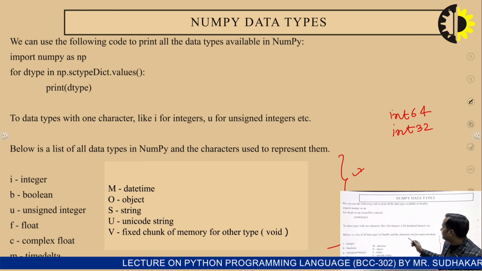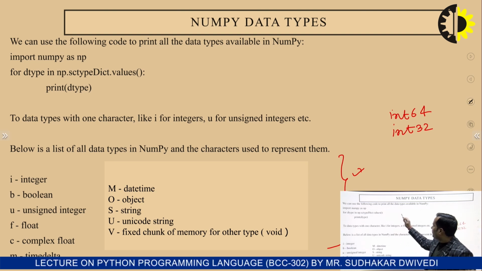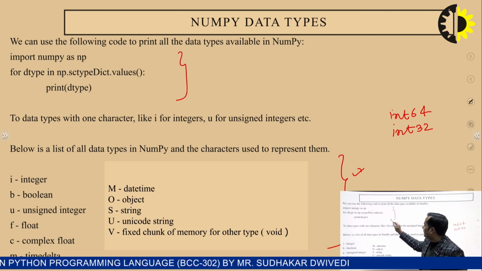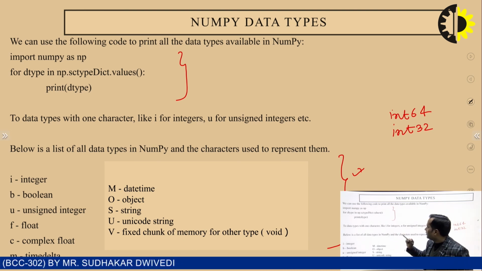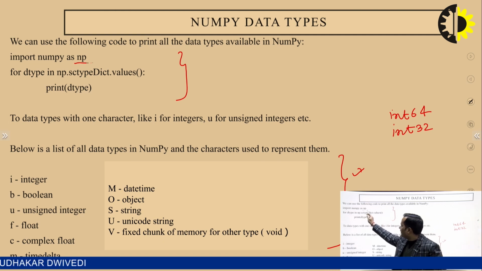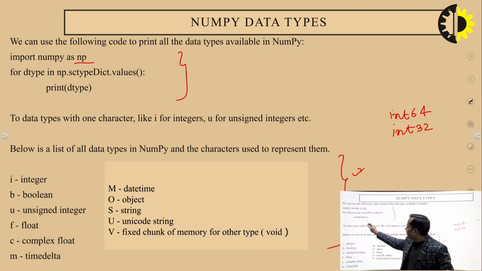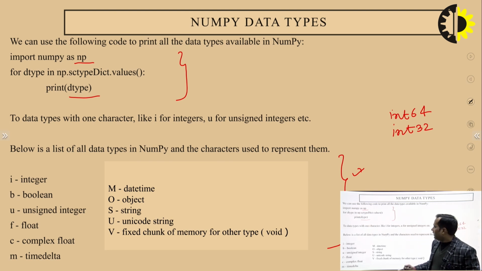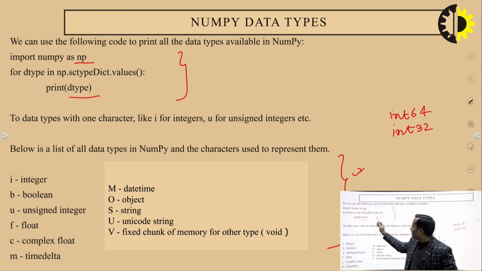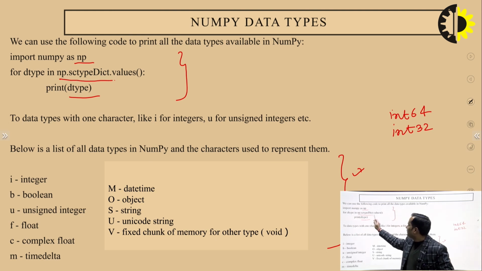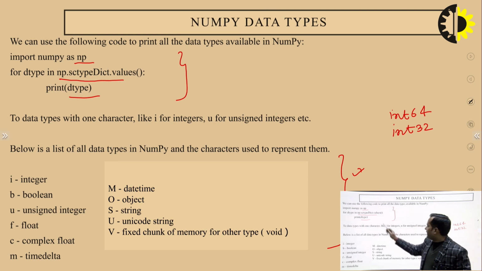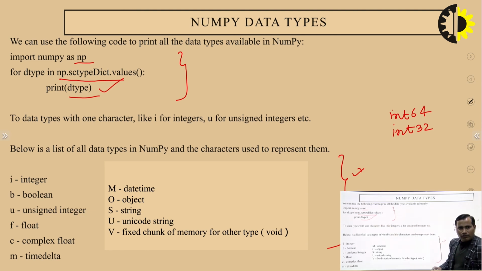So if we want to print all the data types available in NumPy, we can use this code. So we have import numpy as np. Now we want to print all the data types available in NumPy. So we have a for loop for all the data types in the NumPy sctypeDict dictionary, and all the values of this dictionary we can print. So we can have all the data types available in NumPy.